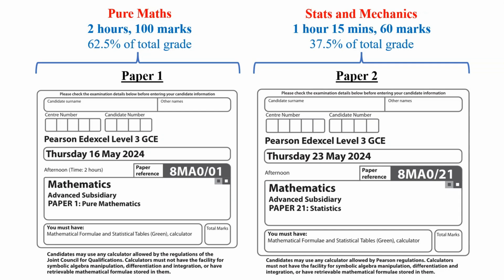You only have 2 papers. Paper 1 is the pure maths paper, it's 100 marks and you get 2 hours. And then paper 2 is the stats and mechanics paper. It's worth 60 marks and you get 1 hour and 15 minutes. Like A-Level, the stats and mechanics paper, 50% of it is stats and 50% of it is mechanics.